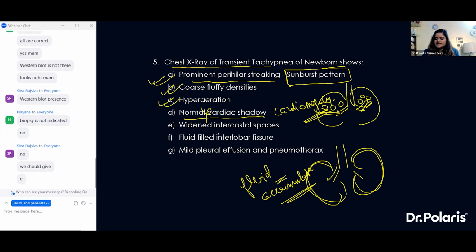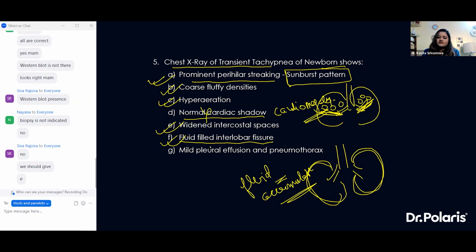Widened intercostal spaces. So widened intercostal spaces again because of accumulation of fluid. And fluid-filled interlobar fissure, that is the classical sign which is seen on the chest X-ray. Whenever we see the interlobar fissures, they are always going to be more in area as compared to a normal chest X-ray, which is because of accumulation of fluid.